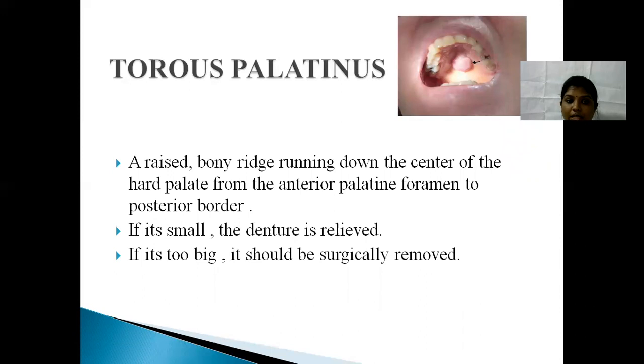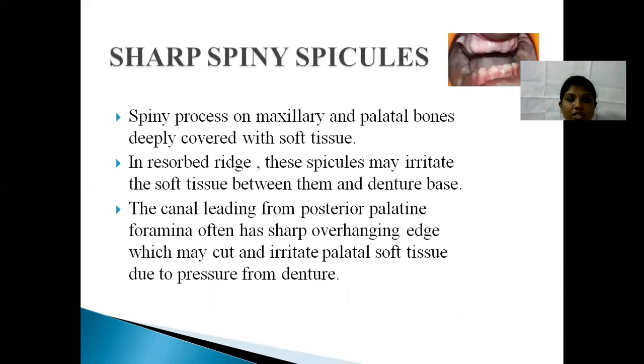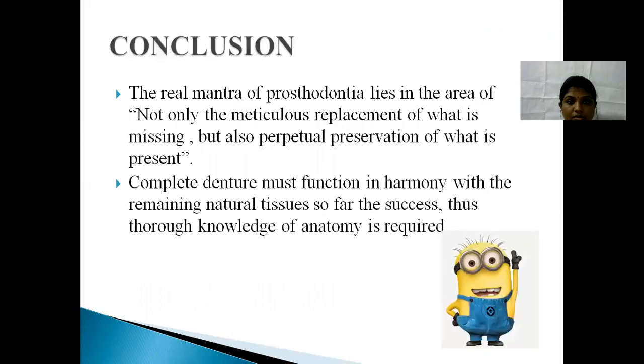Last one is the torus palatinus, which is a raised bony ridge running down the center of the hard palate. If it is small, it can be relieved in the denture. If it is too big, it should be surgically corrected. Then there are sharp bony spicules on the maxilla and the palatal bone. In resorbed ridges, these spicules may irritate the tissues between them and the denture base, so they should be relieved.